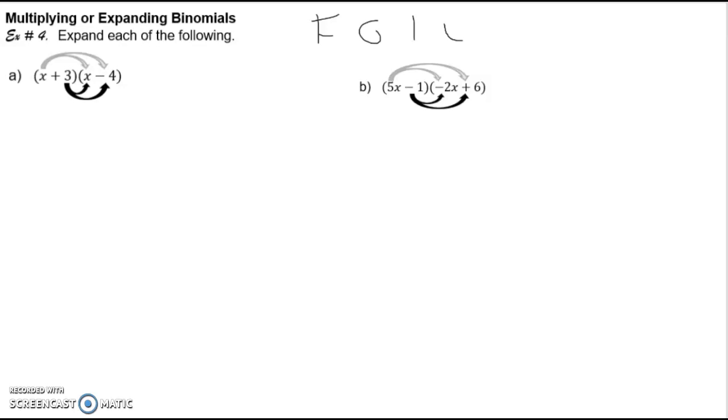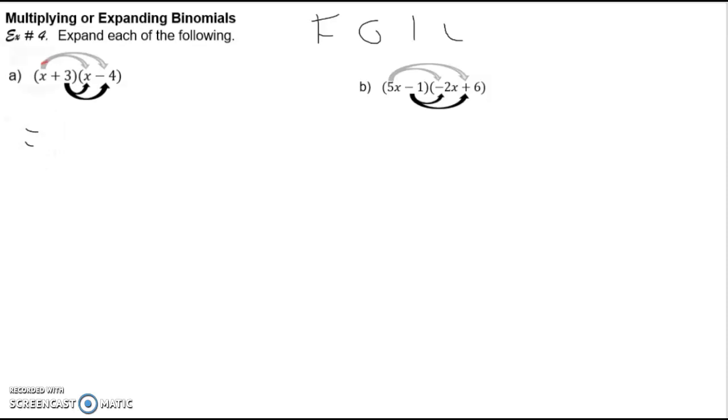F stands for first. So we're going to have the first term in this bracket times the first term in the second bracket. Outside means that the outside terms are multiplied by each other. Third, you have the inside terms, so we're going to have the inside term here times the inside term there. And then finally the last: we have the last term of this bracket times the last term in the second bracket. So I'm going to put my equal sign up and we're going to get started.